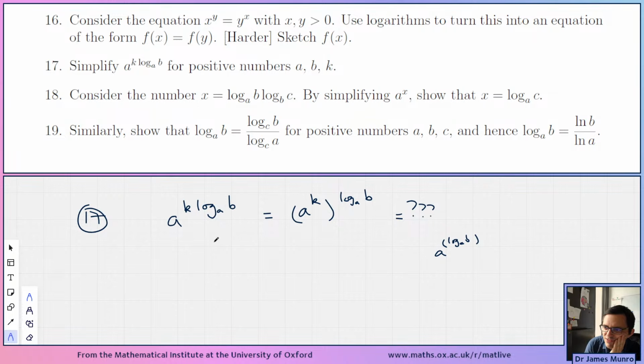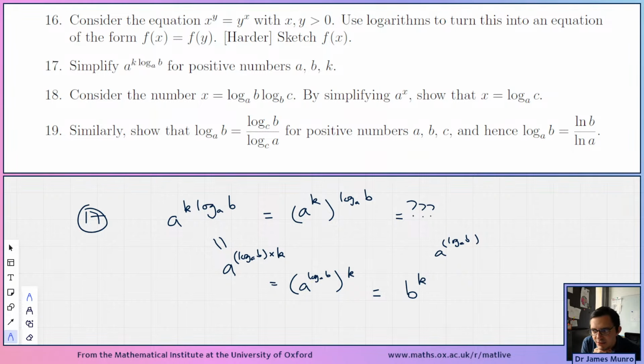So maybe there's a kind of different route that I could go, where I write this as a to the log base a of b times k, which is a to the log base a of b to the power of k. These are both true. Everything here is equal. These are both true, but this one is useful. This is true but not useful. The second one is true and useful, because this is just b to the power of k. Yeah, b to the k, power tower in chat. Good stuff.